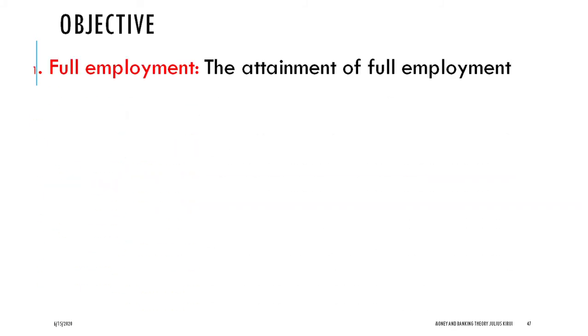So can we look at the objectives? Why do we need monetary policy? Number one, full employment. The attainment of full employment. So monetary policy helps us to attain full employment. More money in the economy creates jobs, increases investment, and this makes people get jobs. Unemployment is a problem to an economy. Underemployment is a problem to an economy. So we need full employment.